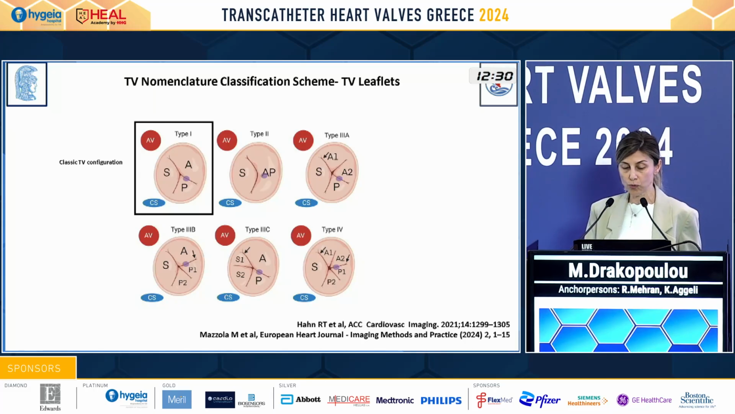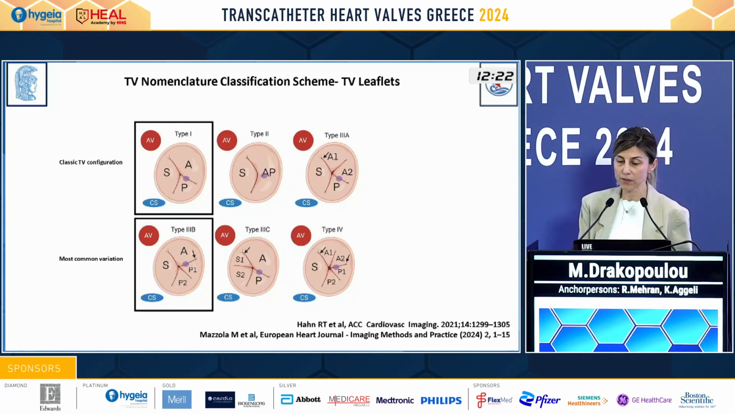Among the variations, we know that the type 3B is the most common. It's about 33% as an incidence. And this classification was derived from this study that included 600 patients.